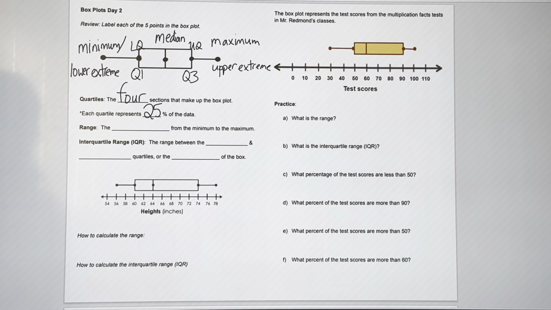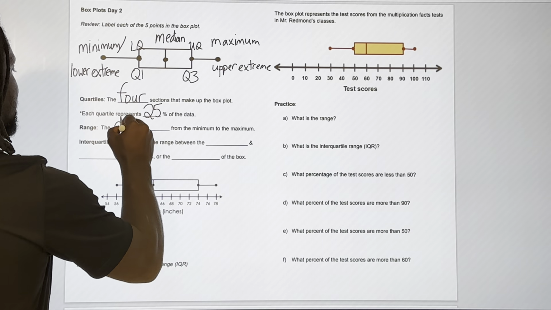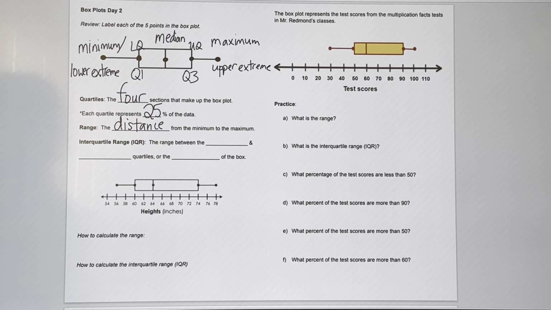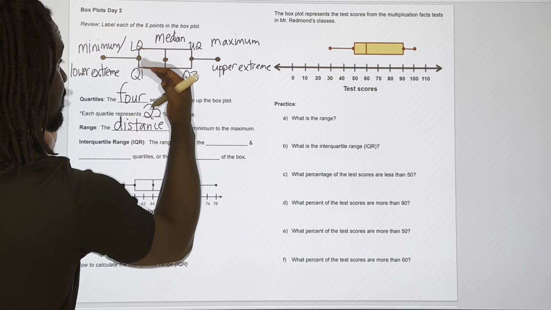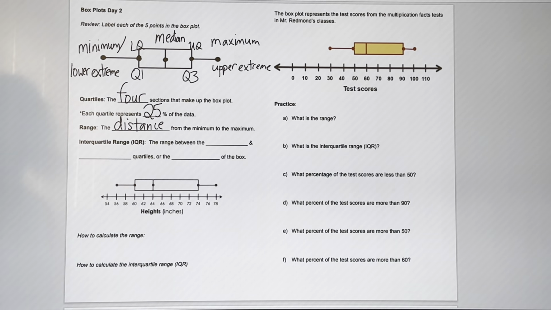Next term I want to define for you is the term range. The range is the distance from the minimum to the maximum. So it is how far from the minimum to the maximum. In just a moment, I'll show you how to calculate that. I just want to define these for you first.